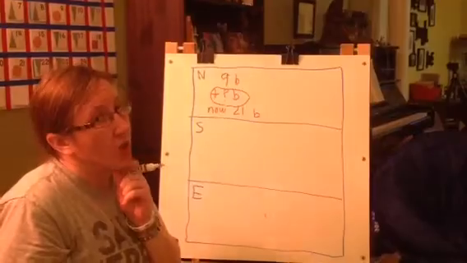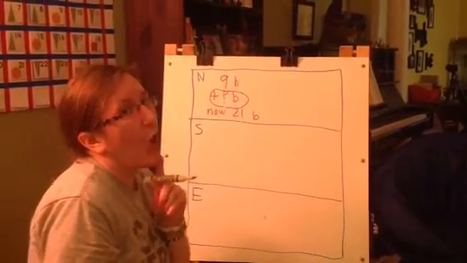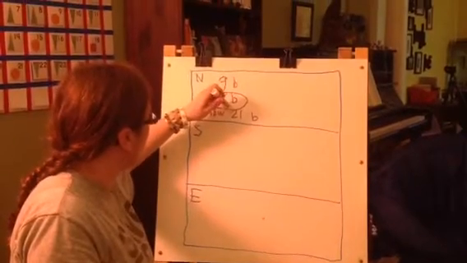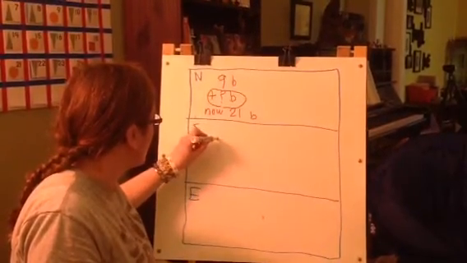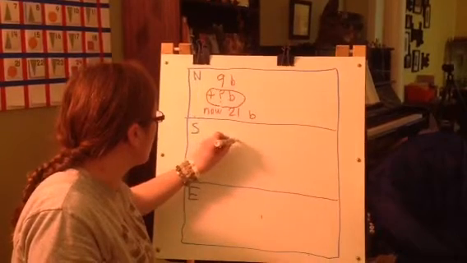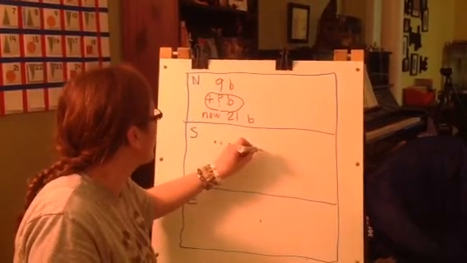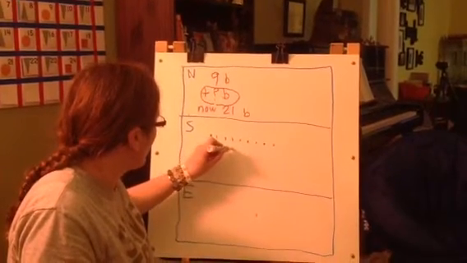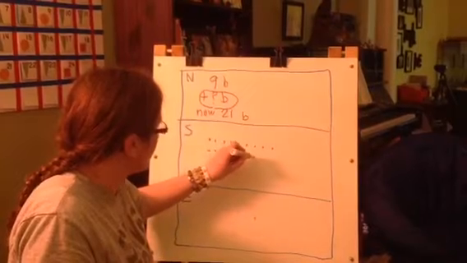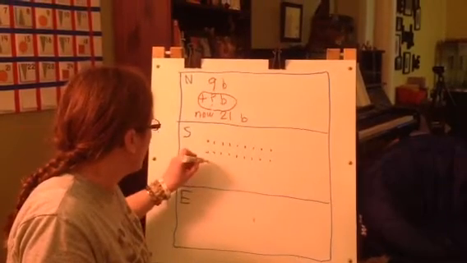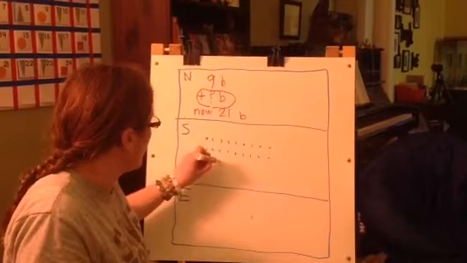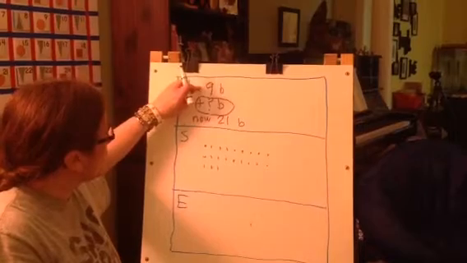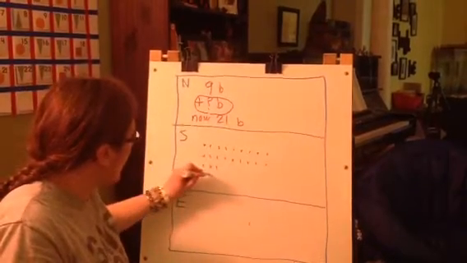Alright, I'm going to solve this by drawing all the balloons first. So at the end, there were 21 balloons. I'm going to draw it in dots. 1, 2, 3, 4, 5, 6, 7, 8, 9, 10, 11, 12, 13, 14, 15, 16, 17, 18, 19, 20, 21. Okay. I'm going to find the 9 balloons that Miss Drass already had.